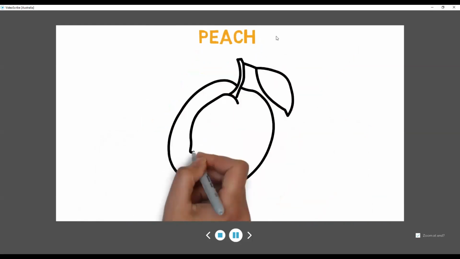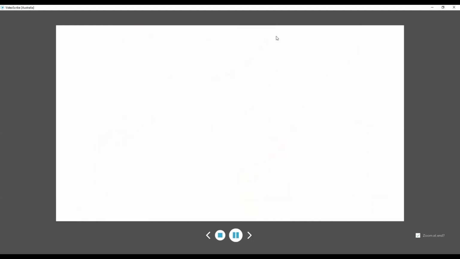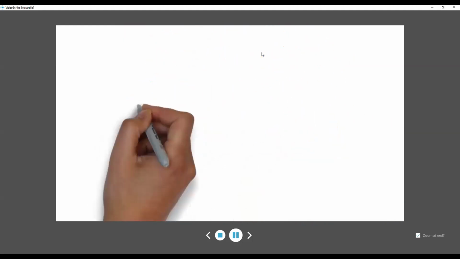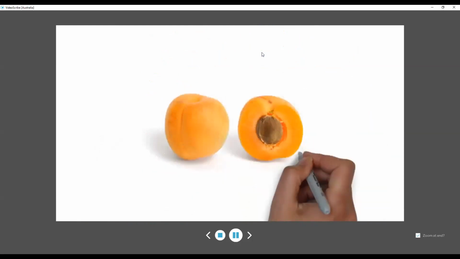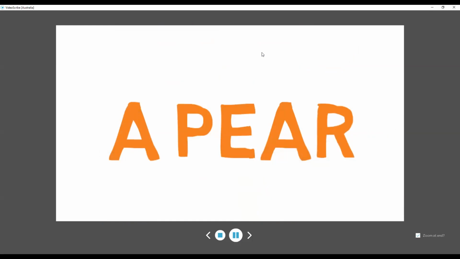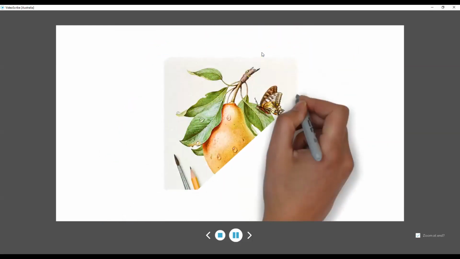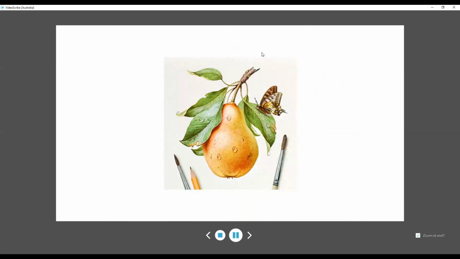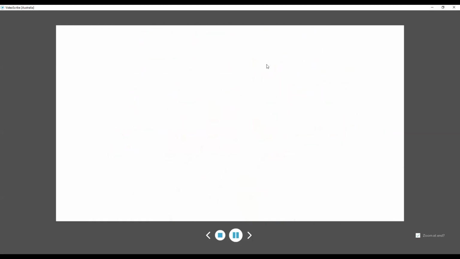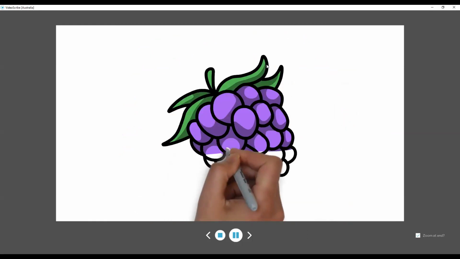Peach and apricot are very tasty fruits. I'm sure you like to eat peaches and apricots. The next word is a pear. And then you will learn the word a berry. I'm sure you know strawberries, blueberries. What is berry? Ягода.